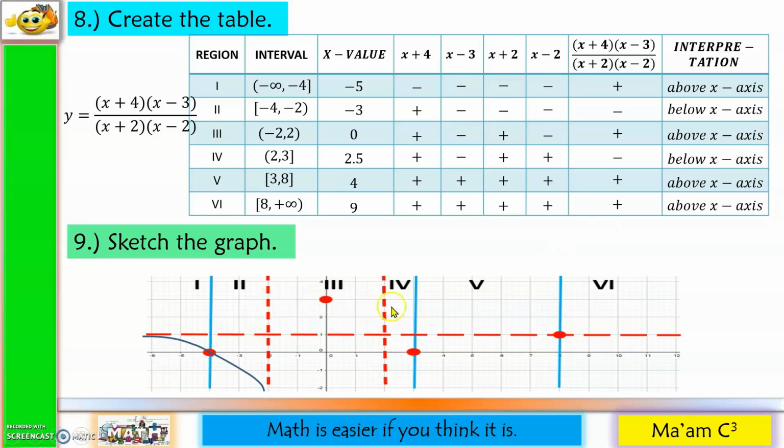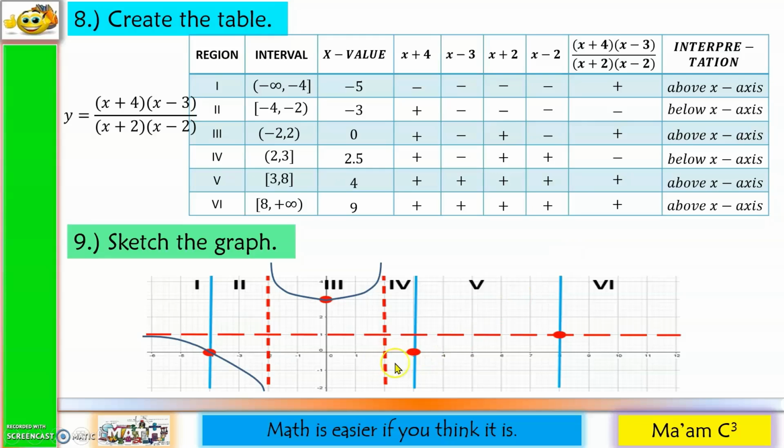So here is region 3. I have a y-intercept. My graph should cross that one. And I am bounded by 2 vertical asymptotes, so my graph will just get closer and closer to those asymptotes. Let's graph. That's it. For region 4, the graph should be below the x-axis.